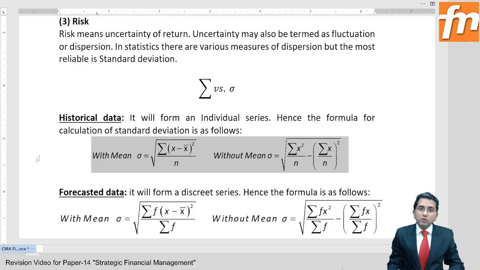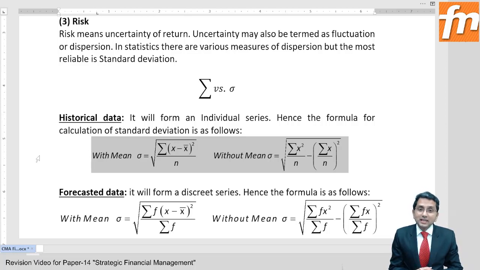So first of all, you take x. Suppose 5 years historical data is there: 10, 15, minus 6, 2, 20. You take each individual x, then you calculate x bar, then you deduct x bar from each individual x, make it a square. Why do you make it a square? So that if it is positive, it remains positive, and if it is negative, it still becomes positive. That's the purpose of making square, to nullify the effect of plus and minus sign. Negative square is also positive and positive square is also positive.